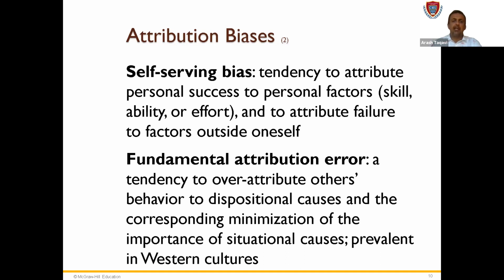Another bias is, for example, self-serving bias. Self-serving bias is the tendency to attribute personal success to personal factors and attribute failure to factors outside oneself. If I am successful, it is because of my own skills, abilities and efforts, and if I am not successful, it is not because of me, it is because of my external environment. It is called locus of control. Locus of control is the area to which you attribute your success. If you have an external locus of control, it means you think your success is not related to yourself, it is related to your external environmental situation.